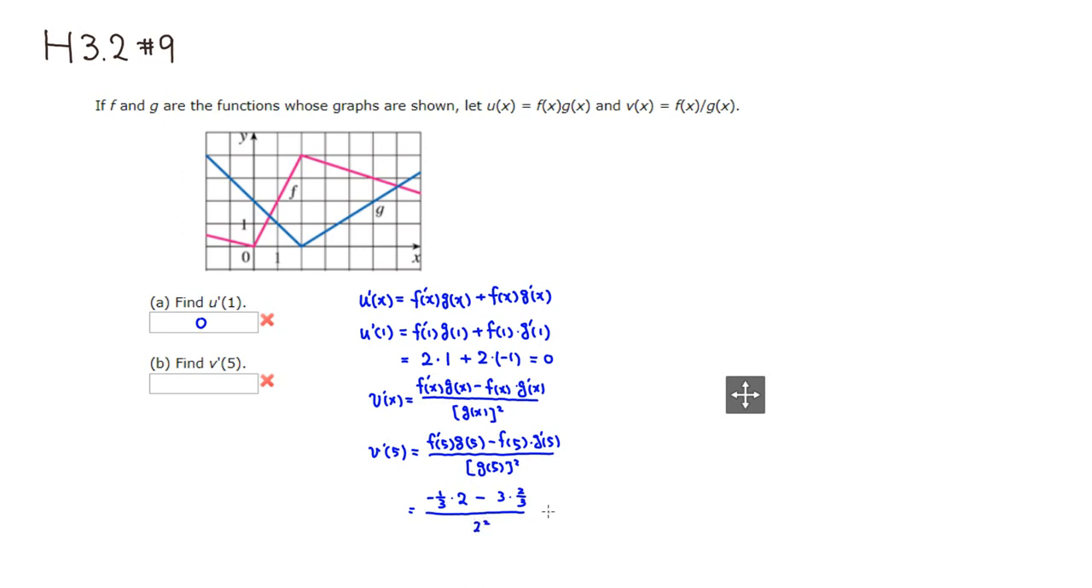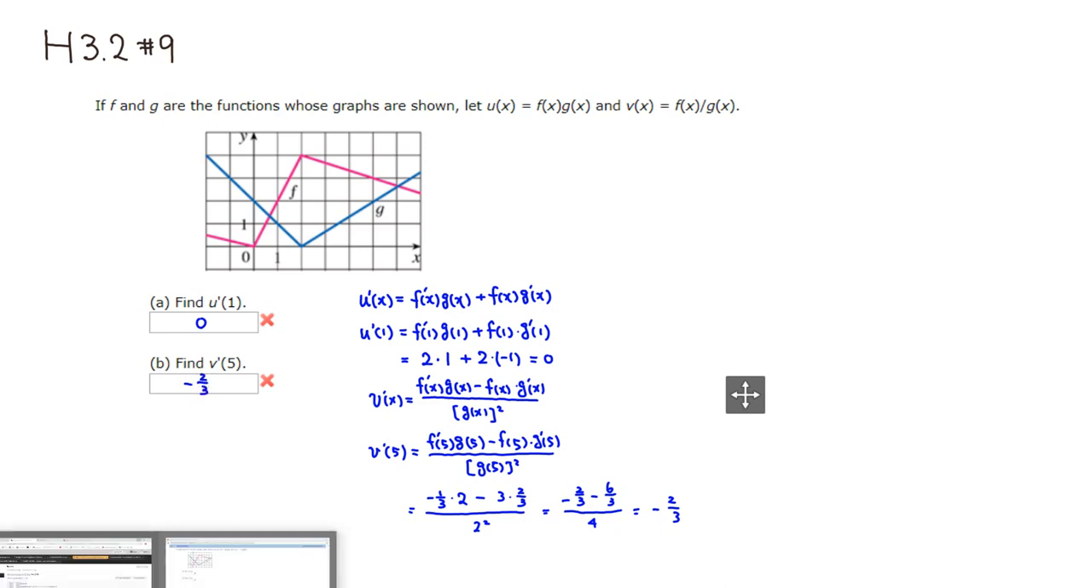All right, so this is going to be equal to negative 2/3 minus 2. So maybe I'll write it as 6/3, and over 4. So this is going to be negative 8/3 over 4, so it's going to be negative 2/3. All right, so you have negative 2/3.